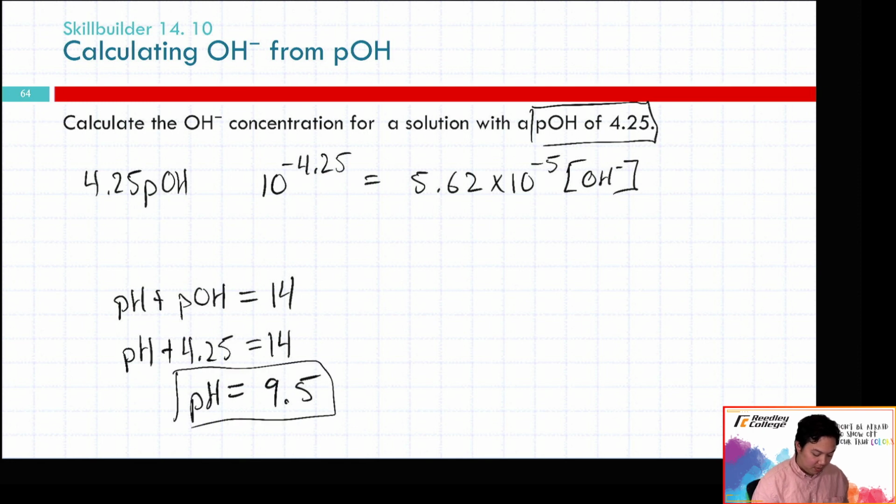And then from there, we could do 10 raised to the negative 9.75, and that would give us our concentration. Isn't it 9.75? Oh, it's 2.5. I'll type it in my calculator so I don't make a mistake, and then I make a mistake. Because you're right, I typed 4.5 in.